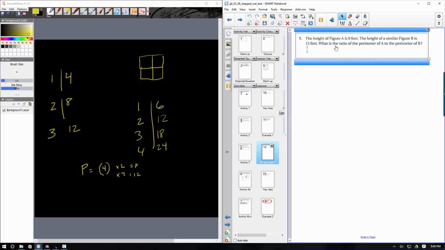So now we're going to do this one here. Oops, sorry. So it says that it's 9 feet, and the other one is 15. So I'm going to reduce that down whatever I can. So it'd be 9 over 15 or 3 over 5 is the perimeter.